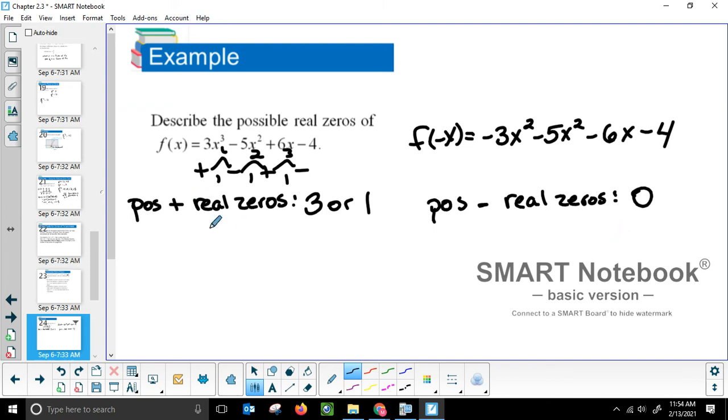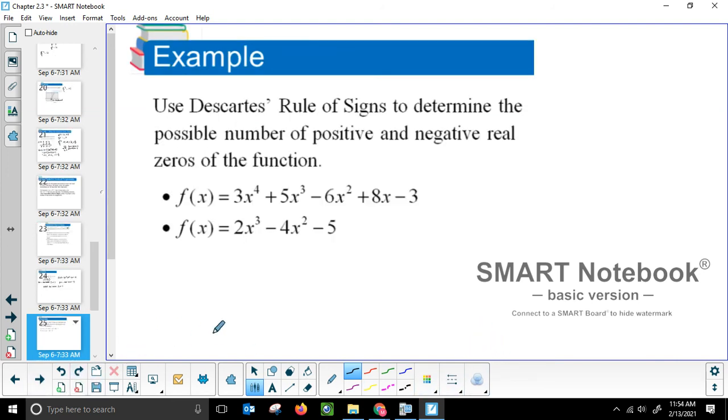Okay, now we kind of have to combine these to talk about the total real zeros. Well, if we have 3 positives and 0 negatives, we would have 3. If we have 1 positive and 0 negatives, we would have 1. So there's either going to be 3 or 1 real zero. We'll go ahead and do both of these.